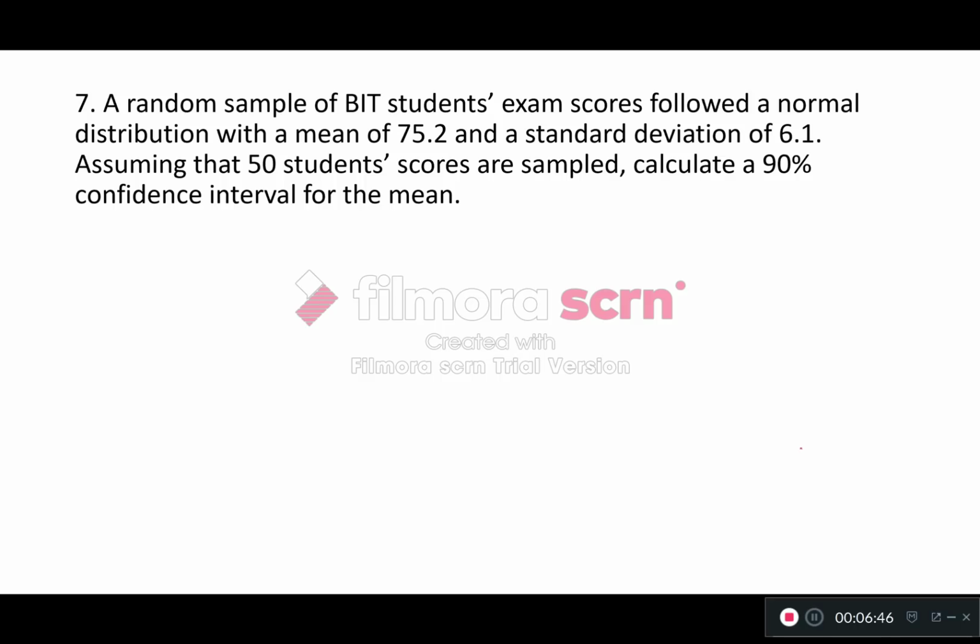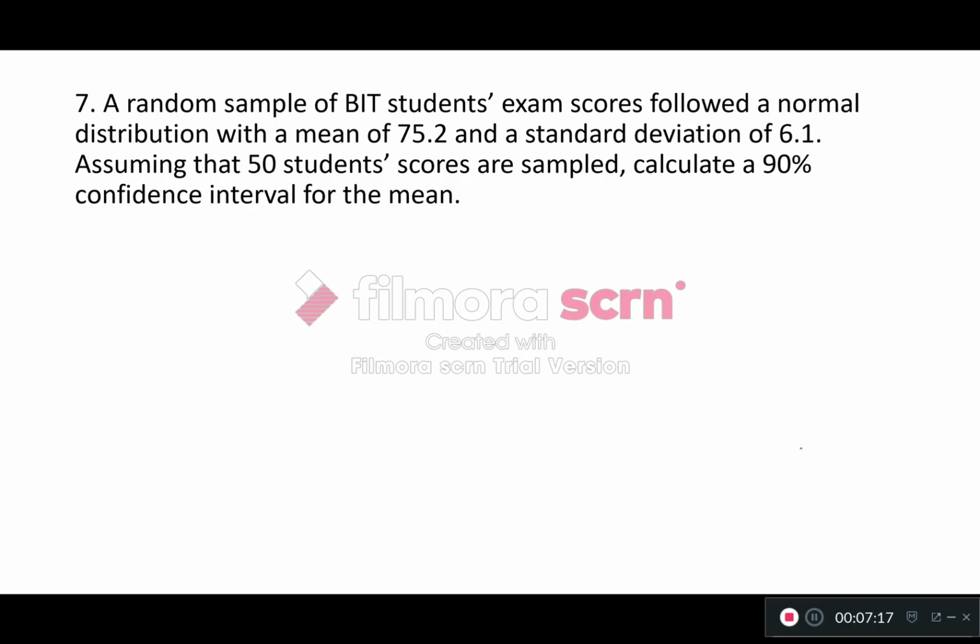Next problem that we'll look at, we are dealing with some BIT students' exam scores. So in this case, exam scores followed a normal distribution with a mean of 75.2 and a standard deviation of 6.1. We're sampling 50 student scores, and we're interested in calculating a 90% confidence interval for the mean. One of the quick things to identify with a problem that's asking for a confidence interval is what type of confidence interval it's going to be.